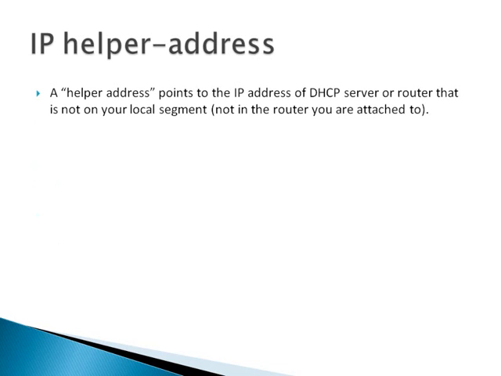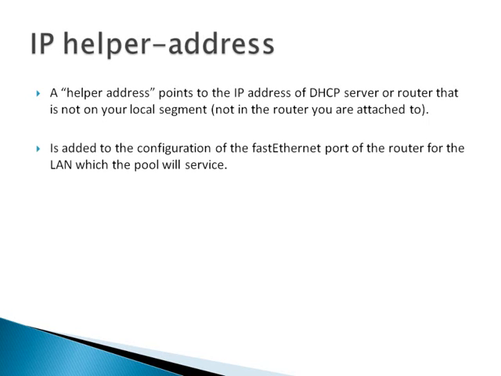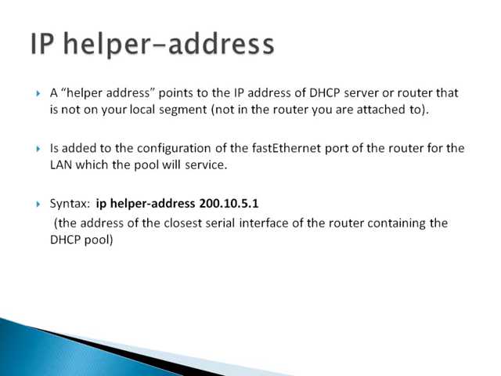IP helper address. A helper address points to the IP address of the DHCP server or router that is not on your local segment, not on the router that you are connected to. It is added to the configuration of the fast Ethernet port of the router for the LAN which the pool will service. The syntax: ip helper-address 200.10.5.1. This is the address of the closest serial interface of the router containing the DHCP pool. You're pointing toward that address to get help.